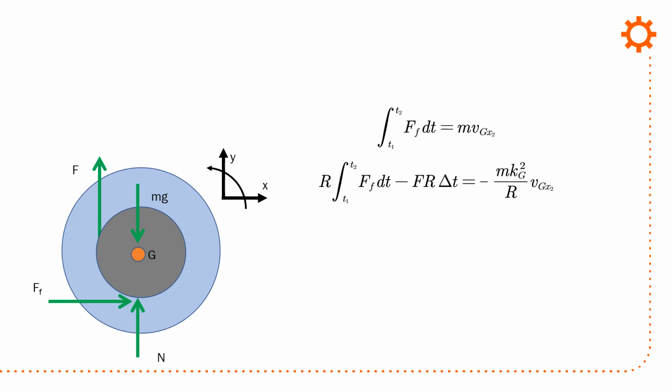I have then the integral of friction force over time is equal to m times the final velocity of the system. I also have the moment caused by the friction force minus the pulling force, times the inner radius times delta t. And that's equal to the final IG omega, and IG is m kG squared again. Omega is vG over R, and I just substitute in terms.